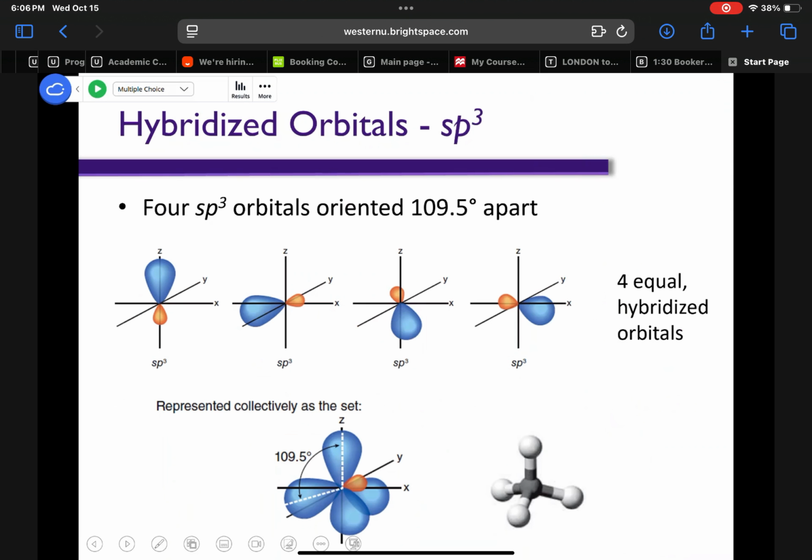When we draw them in 3-dimensional space, they have a bond angle of 109.5 degrees. These regions of electron density get as far away from one another as possible, so the large lobes are oriented away from one another in a tetrahedral arrangement. That's how we get sp3 hybridized orbitals.